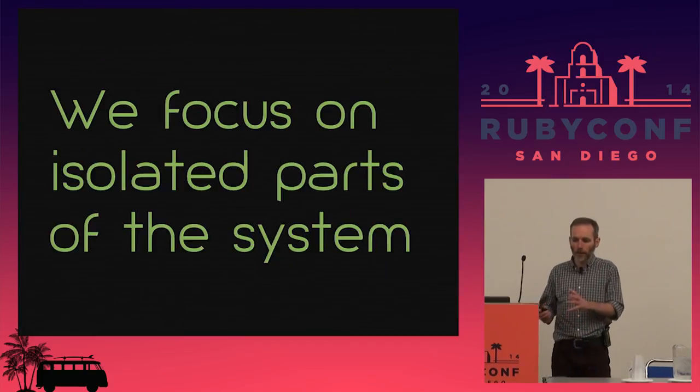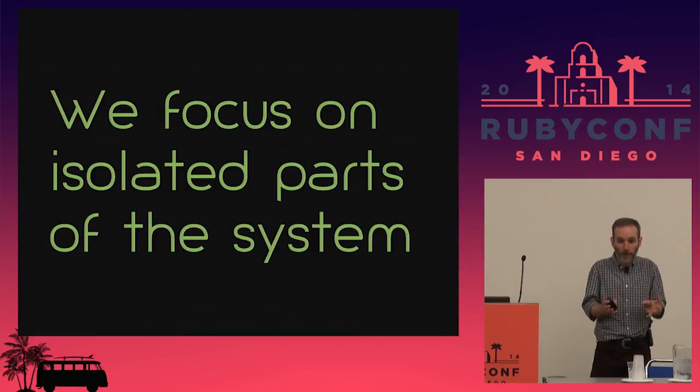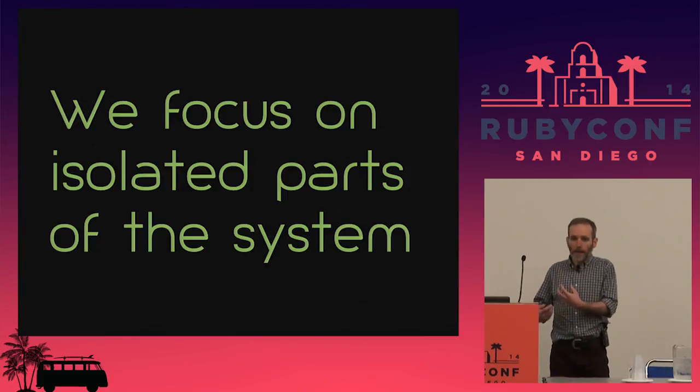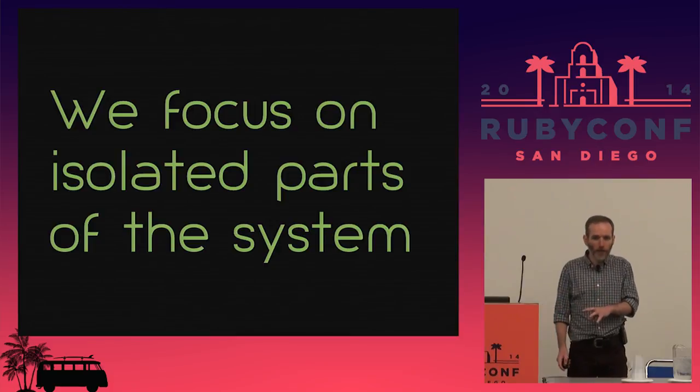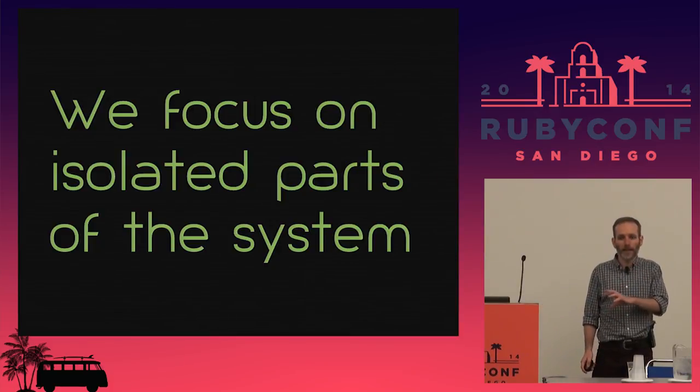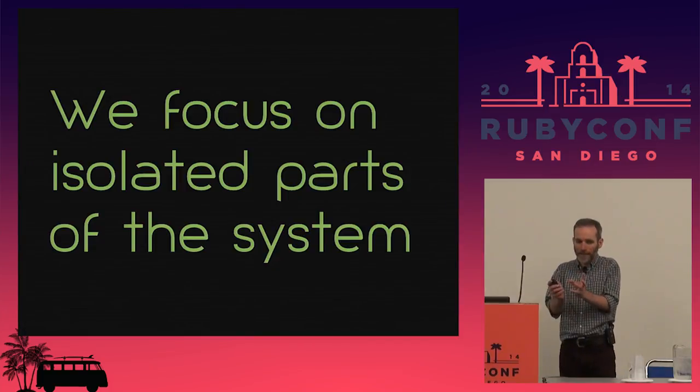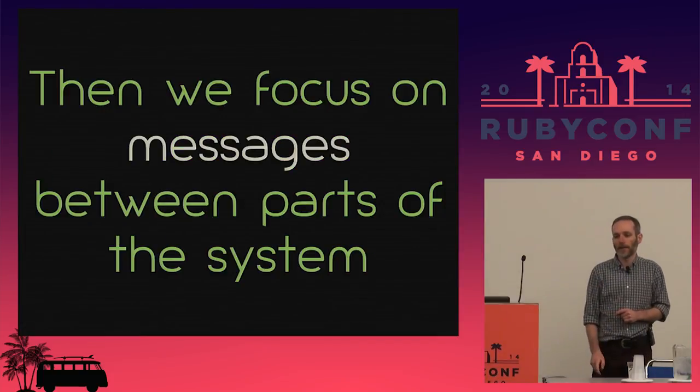So what happens is I start on a little isolated piece of functionality within my system. And I focus on this, and I get the test to pass for that particular thing, and I start throwing things into this contract to say, remind me that I need to write this later. I need to send this message to some other part of the system. So we focus on these little isolated things without thinking about the bigger picture. And then we focus on the messages.